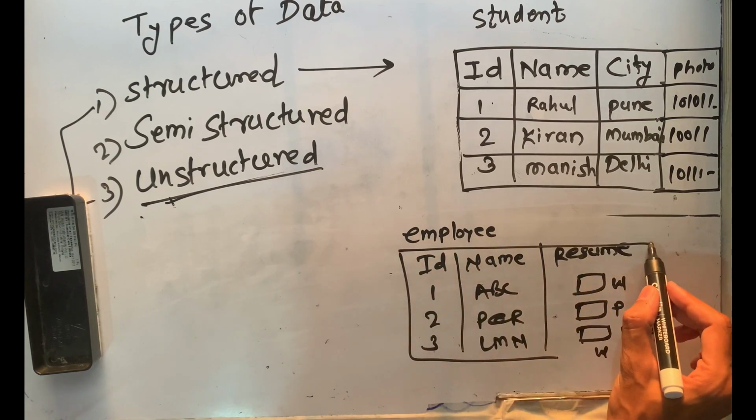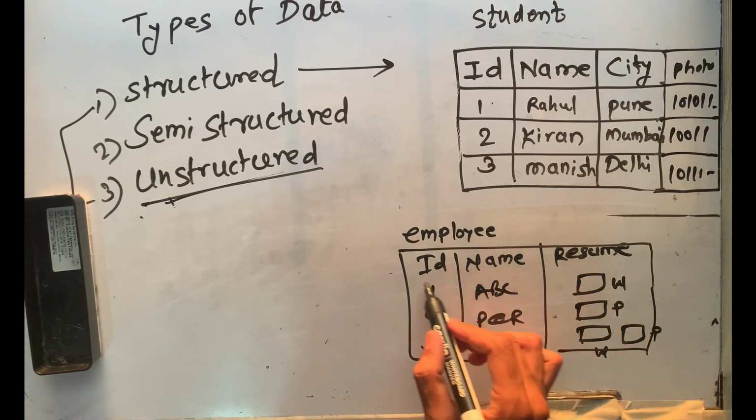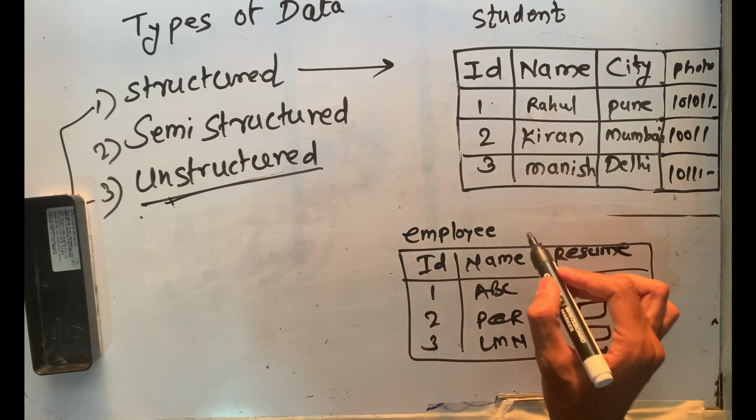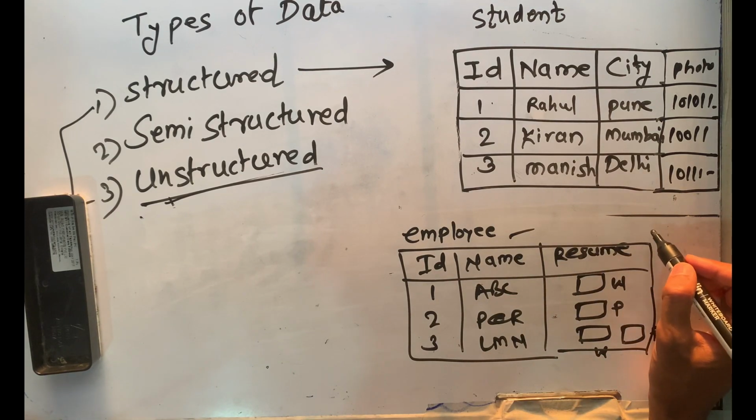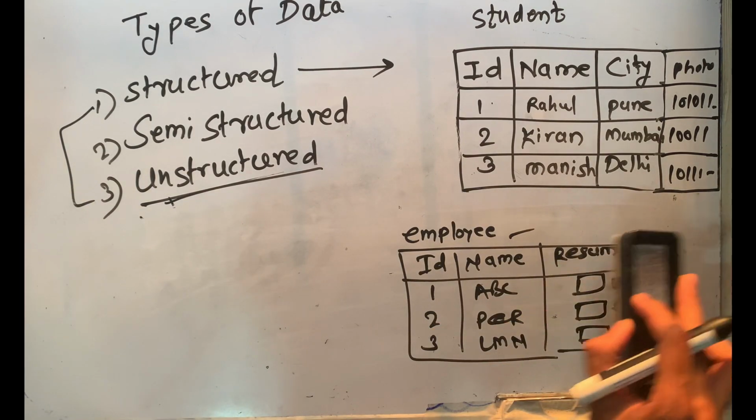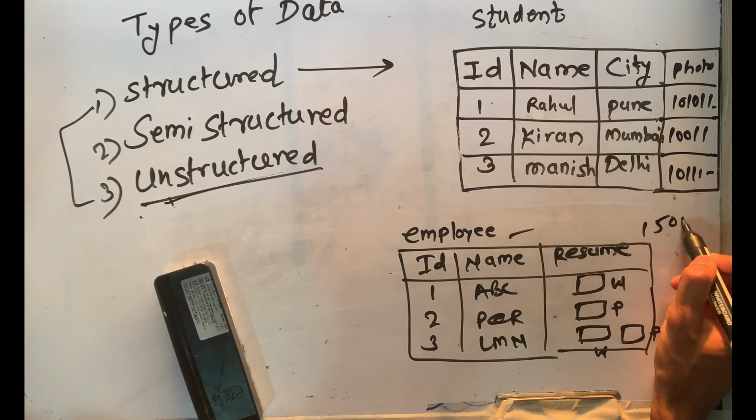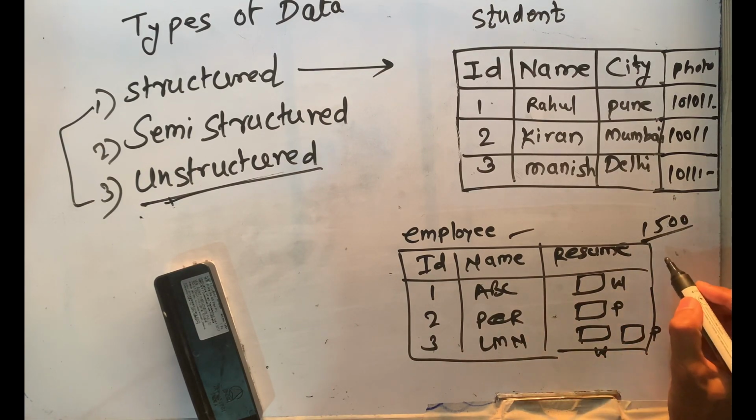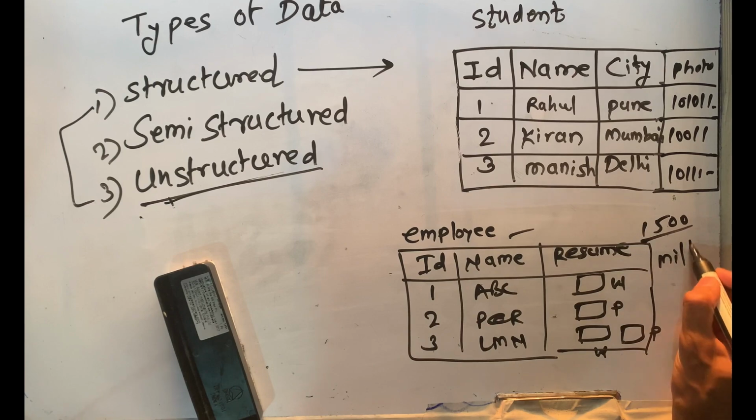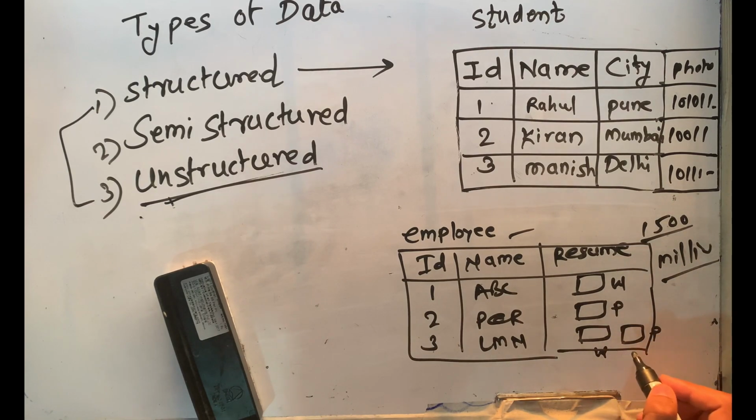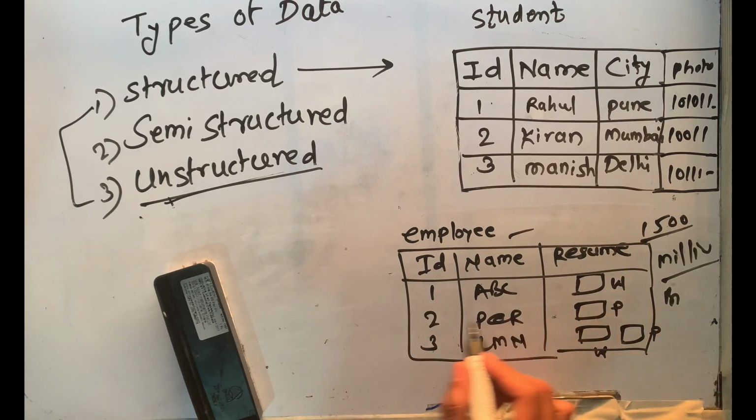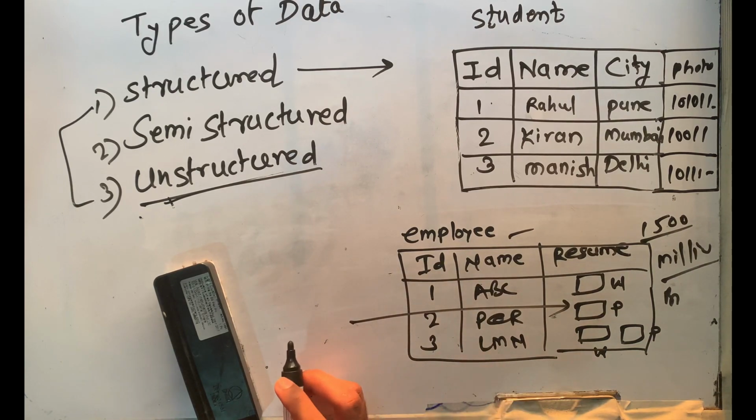So what will happen if that particular table is growing? Suppose I have 1500 employees, no problem. Then there are billions of records, then also I have no problem. But if there are billions or millions of records in the particular table, then it will be huge. Then how can we retrieve that particular information? So there is a problem.